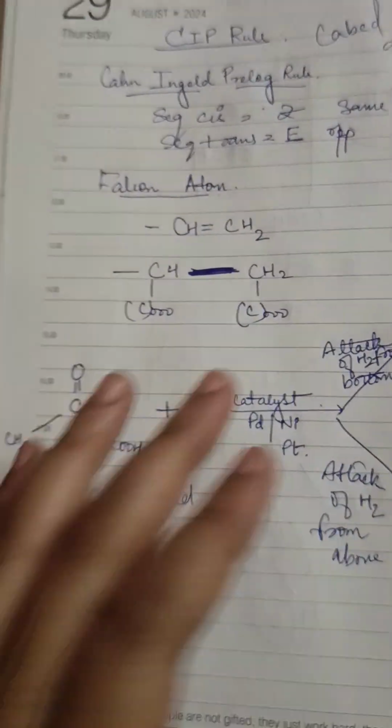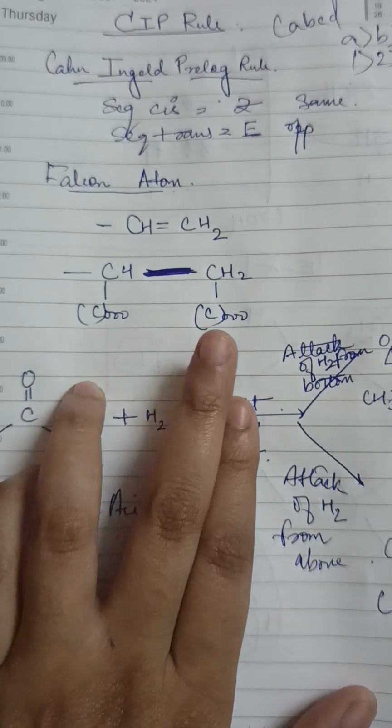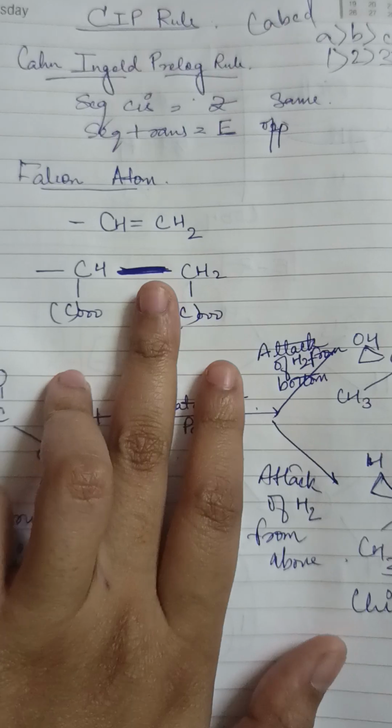Now we have the Falcon atom. Falcon atom, a double bonded structure is given, you convert it into a single bond by this attachment. This is similar to this. This is called Falcon atom.